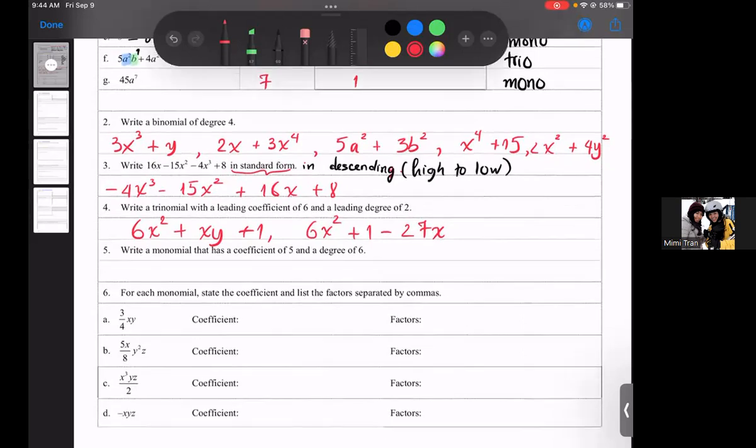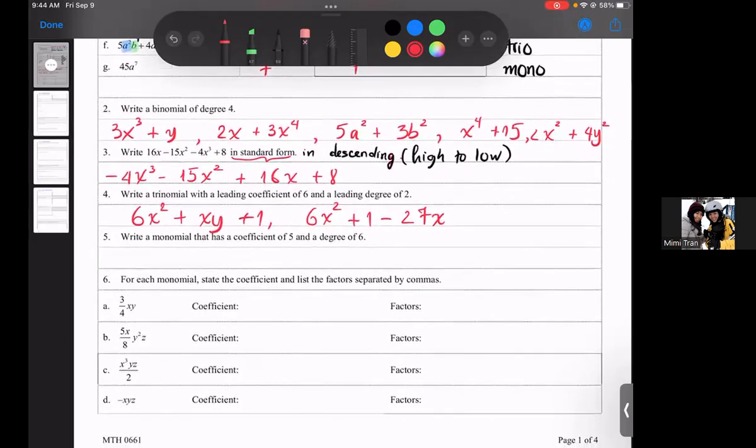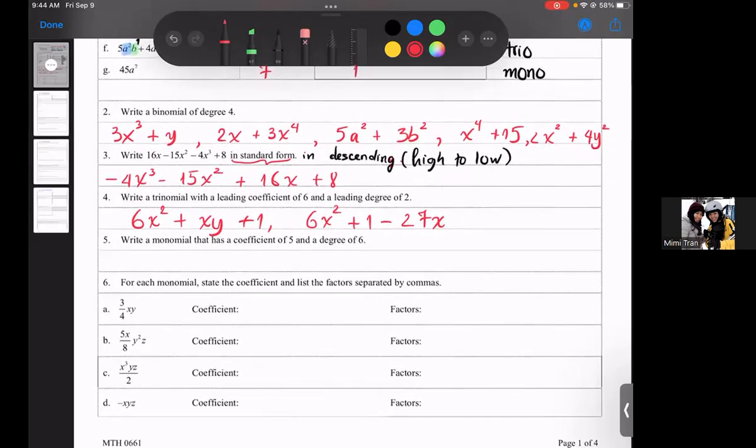So, why don't you guys do number 5? Write a monomial that has a coefficient of 5 and degree of 6. Remember, degree of 6, not leading degree. But you can make a leading degree, doesn't matter. Monomials are only one term.